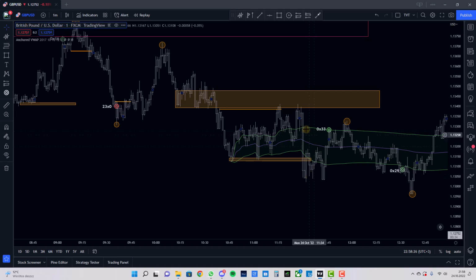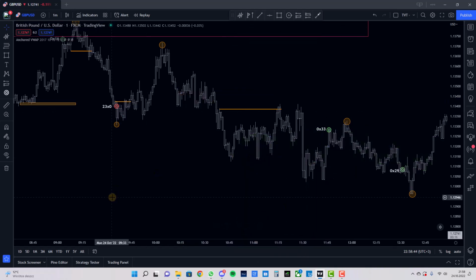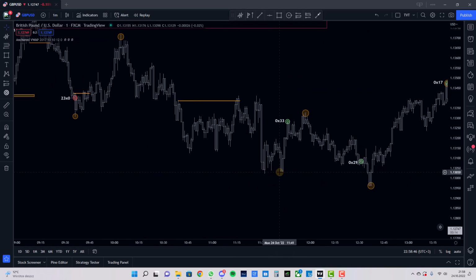And where is the structure? Here, the supply, the last possible supply. Was it broken? No. So this setup was invalid. Even later, another equal lows. Want to remove this. So okay. So we are still waiting, yes.